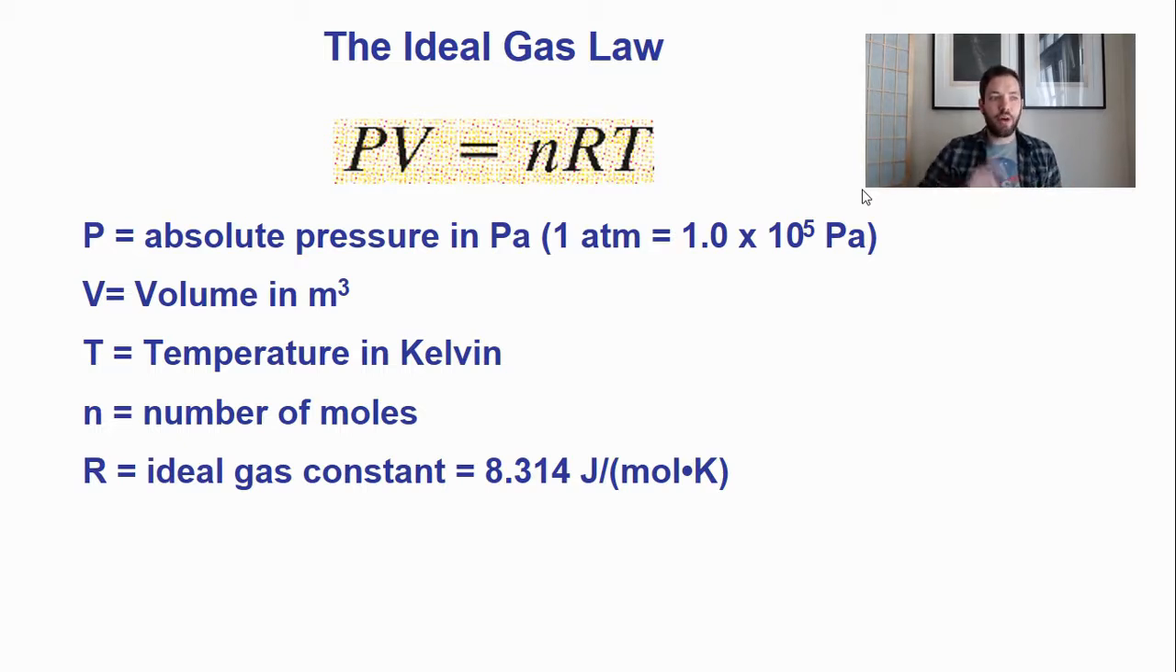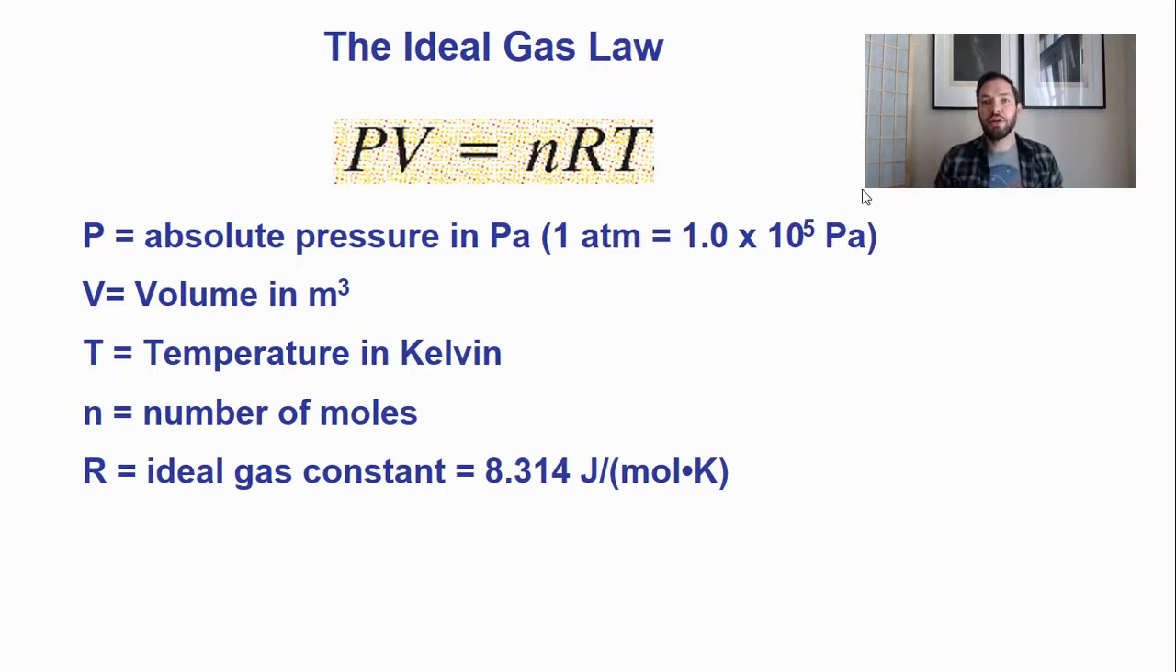Just a quick rundown, pressure is measured in pascals. It's absolute pressure. Volume is measured in cubic meters. Temperature, T, is measured in Kelvin, not Celsius. The reason we're doing that is because if you have positive and negative Celsius, that can mess up your math. So we just calibrate it. In Kelvin, everything is positive.